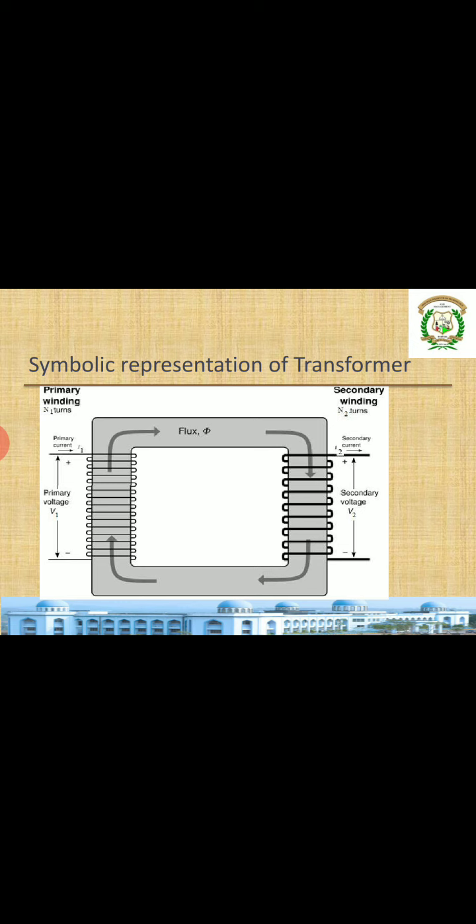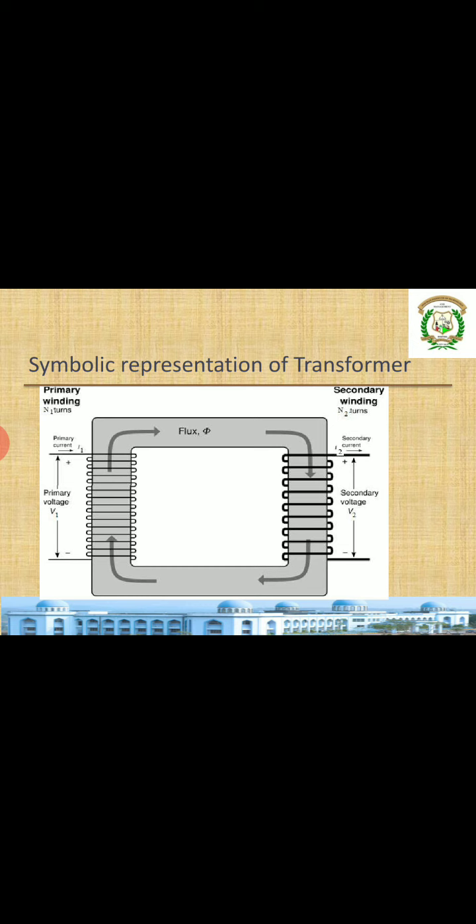This is a symbolic representation of a transformer. On a single core, two windings are placed. Let us take primary and secondary windings, where N1 is the number of turns in the primary winding and N2 is the number of turns in the secondary winding. Depending upon these turns, the voltage varies. You know the voltage ratio: V2 by V1, secondary voltage by primary voltage, is the same as N2 by N1, the secondary turns by primary turns.